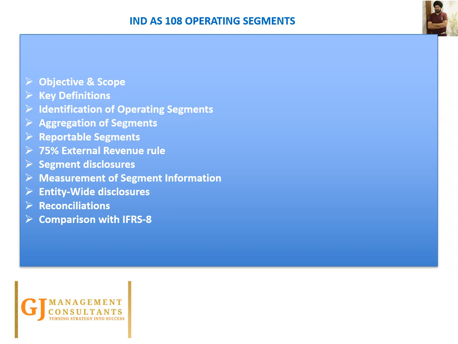Okay, so this is the first agenda slide, and what we are going to talk about in the agenda is the objective and scope of Ind AS 108. We'll talk about the key definitions, and then we'll try to figure out how the identification of operating segments is done. What is the concept of aggregation of segments? What is a reportable segment, and what is the difference between the operating segment and the reportable segment? What is the 75% external revenue rule? Segment disclosures, and then how we have to measure the segment information.